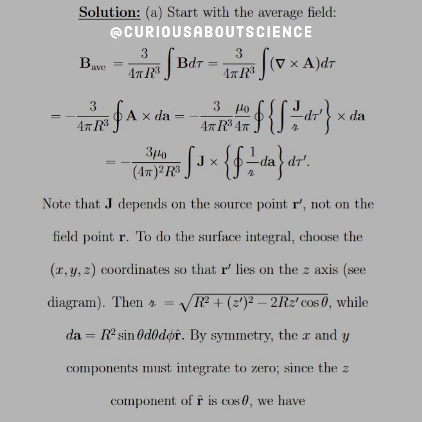To do the surface integral, choose the xyz coordinates so that r prime lies on the z-axis, which we showed on the last page. Then script R, thanks to the law of cosines, is equal to the square root of r squared plus z prime squared minus 2 r z prime cosine theta, while dA, the normal spherical surface element, is R squared sine theta d theta d phi r hat. By symmetry, since we put it on the z-axis, the x and y components must integrate to 0. And since the z component of r hat is cosine, we have the following integral.